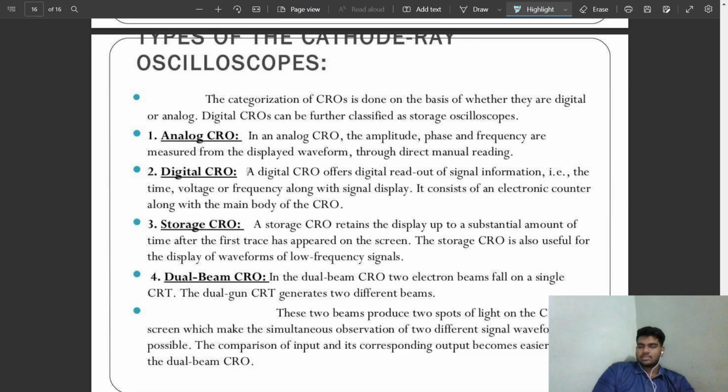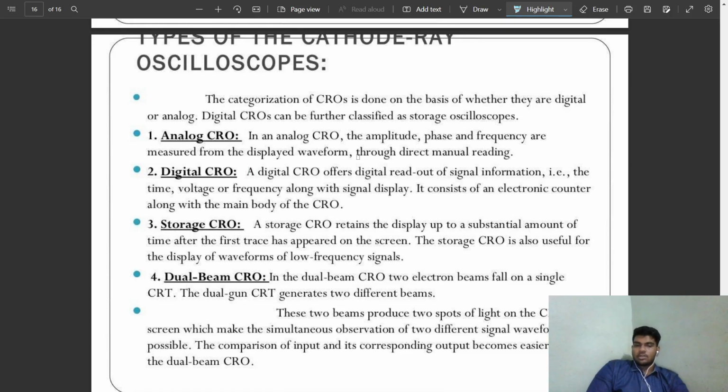Similarly in a CRO, when the waveform is produced, it does not have to be accurate. We are not able to calculate the accurate amplitude and period of it. That's why we use digital, in which the amplitude is given in a digital waveform, which is numbers. So a digital CRO offers a digital readout of signal information, like how much amplitude, how much phase difference, how much time period, what is the frequency of the signal, and so on.